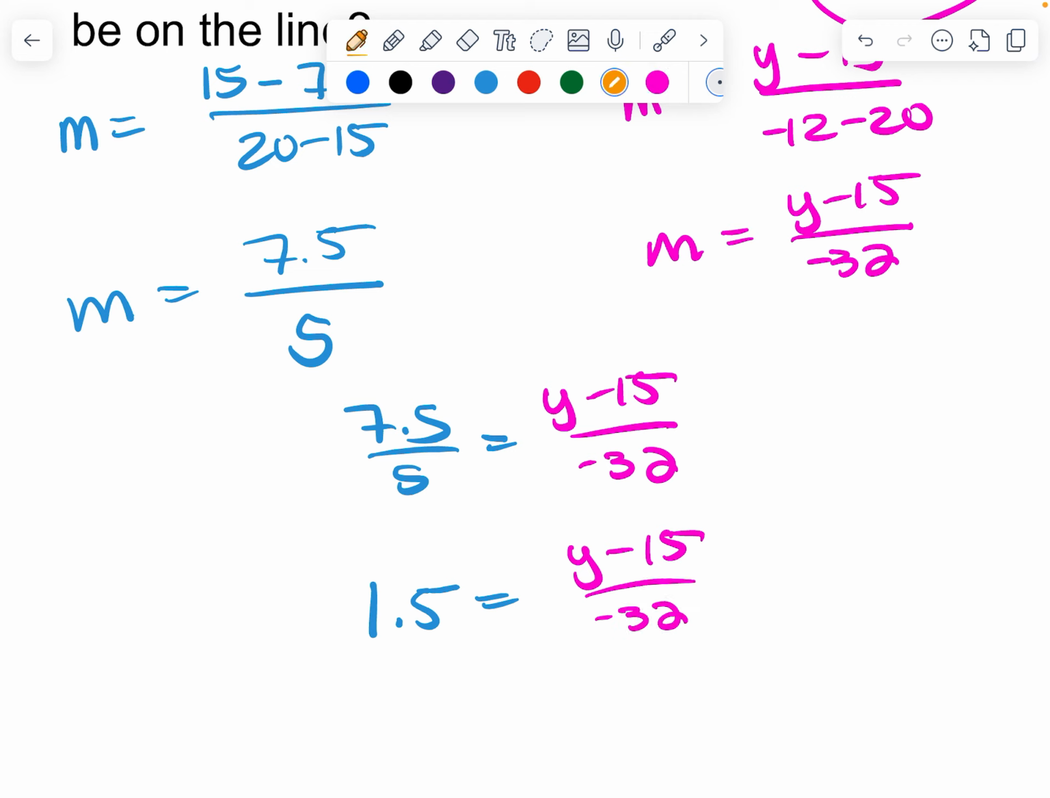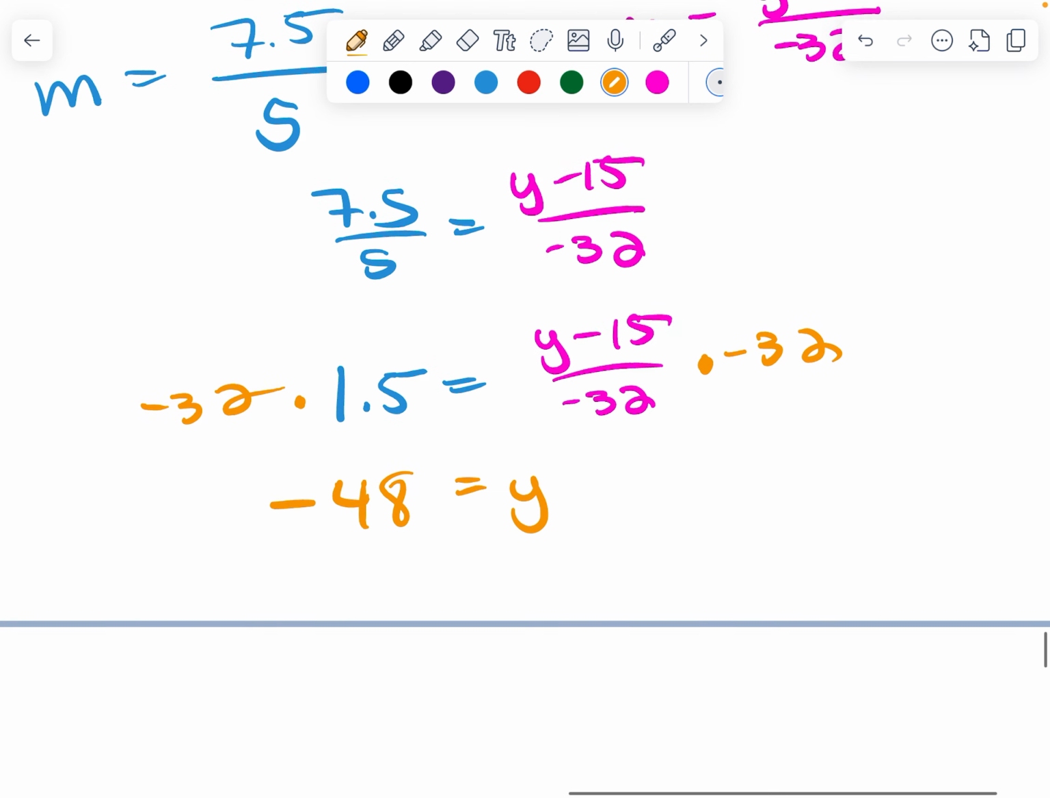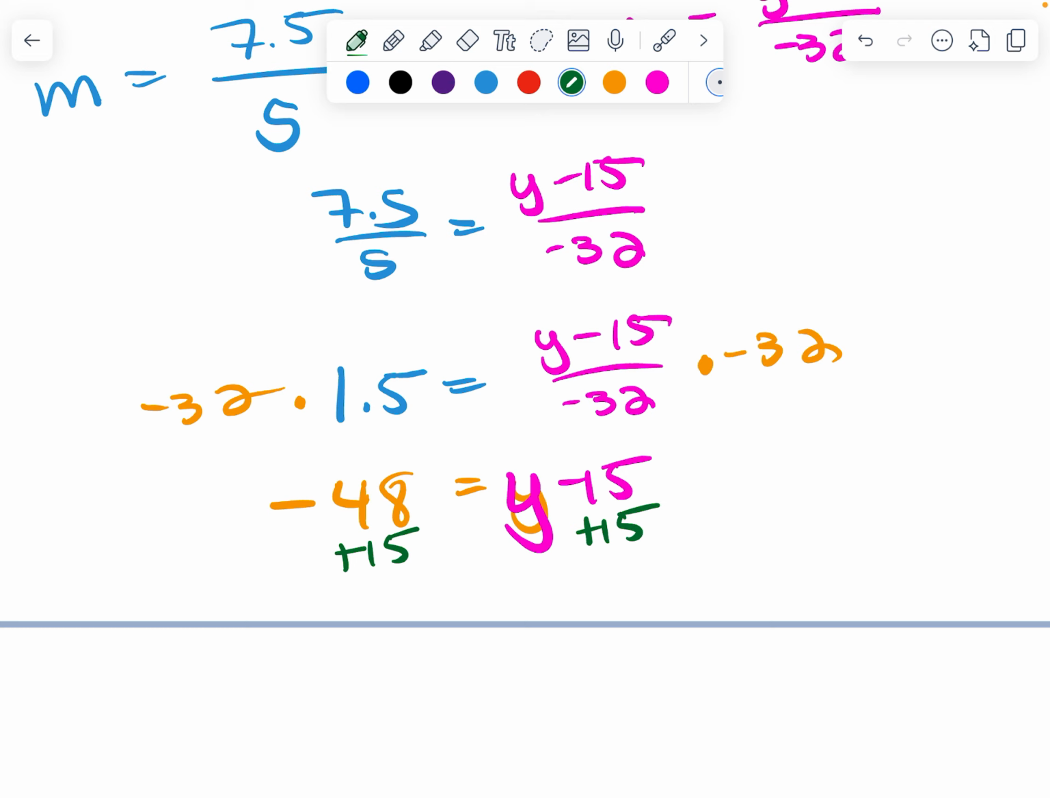I'm going to multiply by -32 on both sides. And I'm going to get -48 is equal to y minus 15. I'm going to add 15 to both sides. And I'm going to use purple. I'm going to get -33 is equal to y.